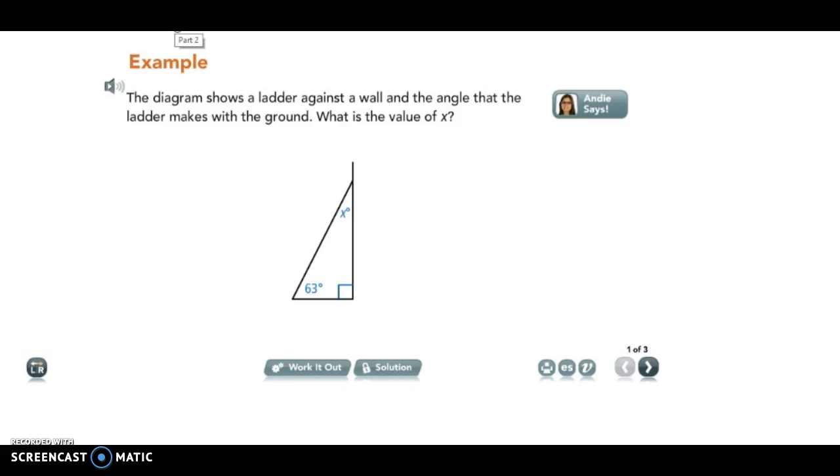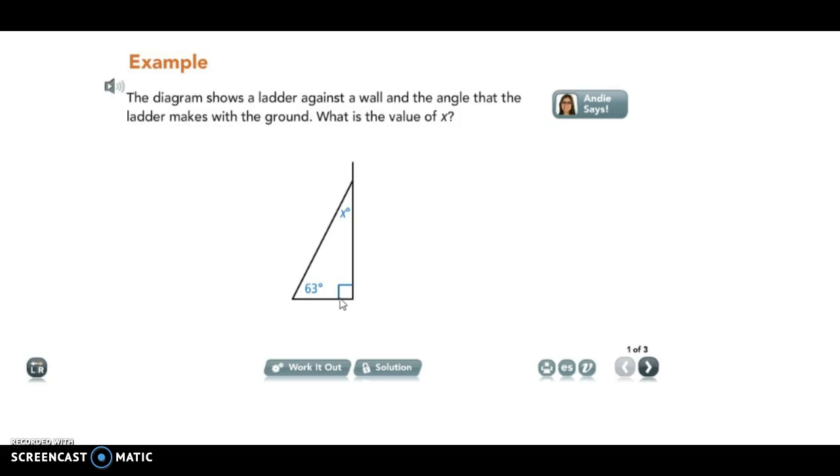It says the diagram shows a ladder against the wall, and the angle that the ladder makes with the ground. So this part right here is my ladder, this is the wall, and this is the ground. With that, we want to know what the measure of angle x is. Well, it looks like we only have one angle given, but this little square right here shows that it is 90 degrees. So that is a right angle.